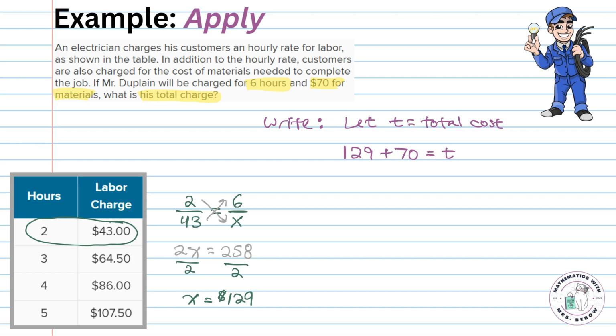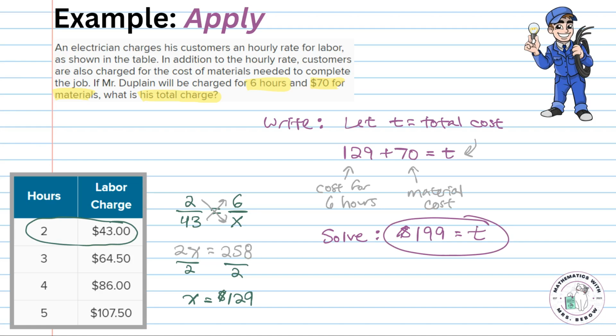So just to go back and label this so we know where we got all that information. Again, this was the cost for 6 hours. 70 is the material cost. And again, T was that total cost. So this actually is more just a one step, right? Because now that we have that figured out, to solve it, all we need to do is add what's on the left-hand side together. So we just need to do 129 plus 70, which tells me it's $199 for T.